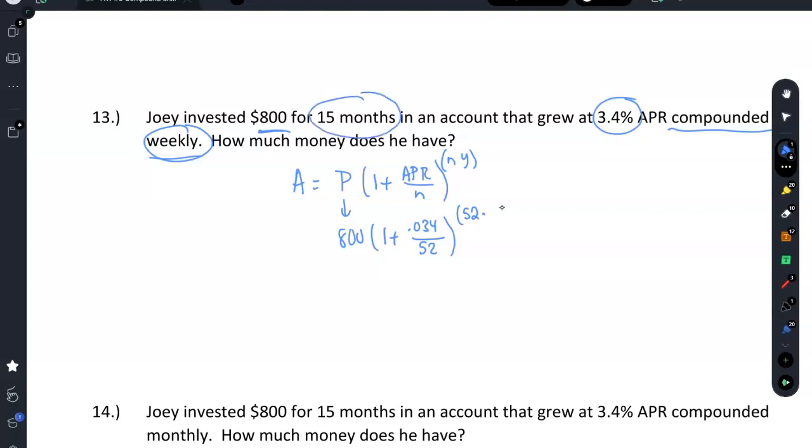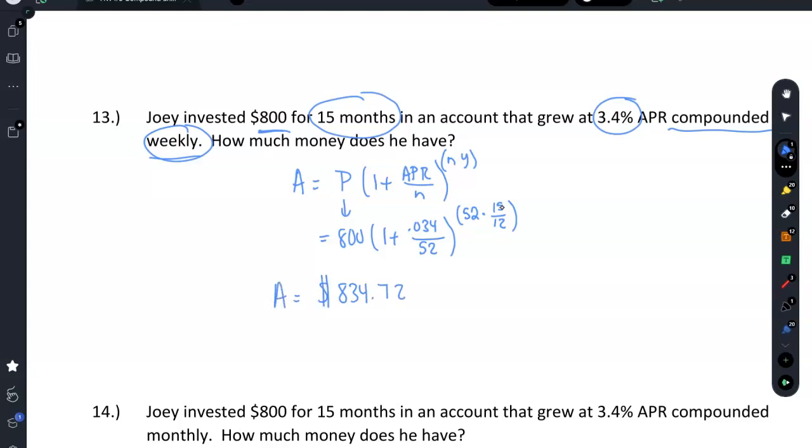And then years, this is 15 months. And I showed you that trick a while ago. All we need to do is divide that by 12. So I'm going to type that in my calculator, 800 times (1 plus 0.034 divided by 52). Close your parentheses, raise it to the 52 times 15 divided by 12. Close your parentheses. And we get $834.72 when I round to the nearest cent.